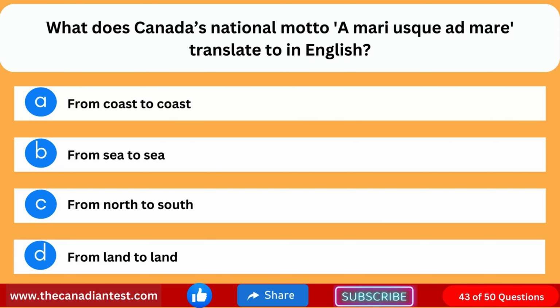What does Canada's national motto, A Mari Usque Ad Mare, translate to in English? Option A, from coast to coast. Option B, from sea to sea. Option C, from north to south. Option D, from land to land.